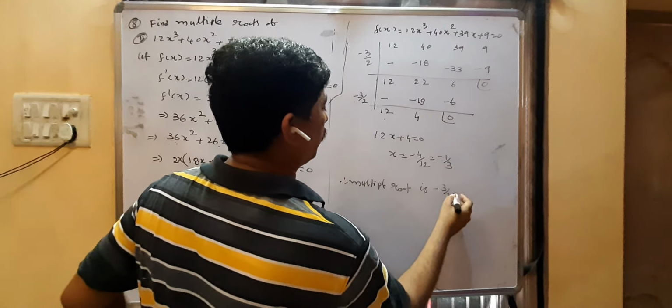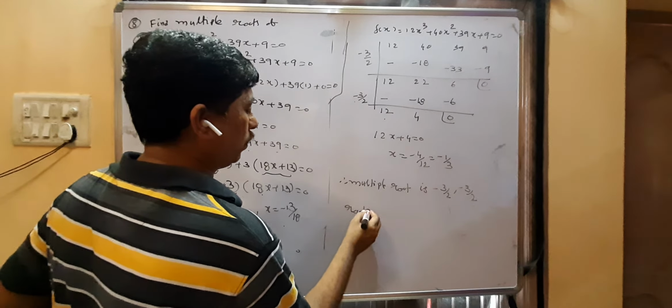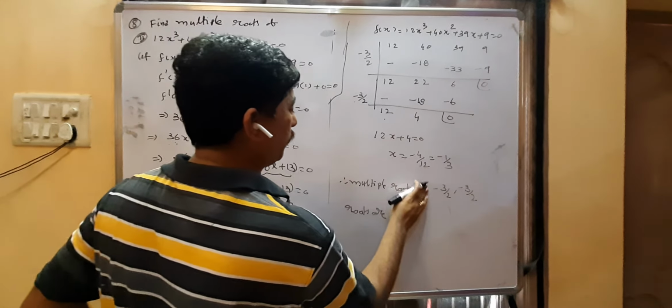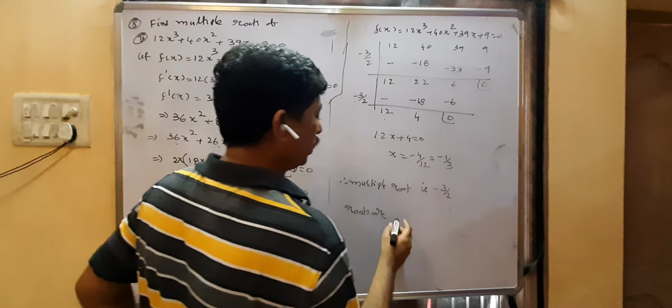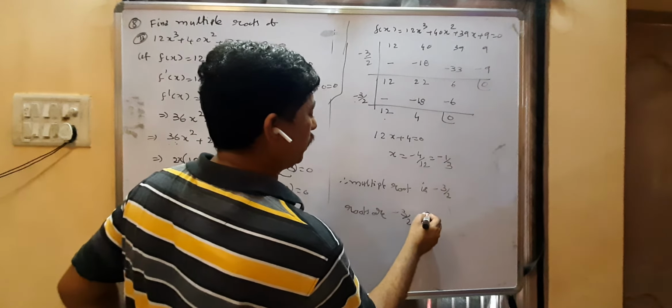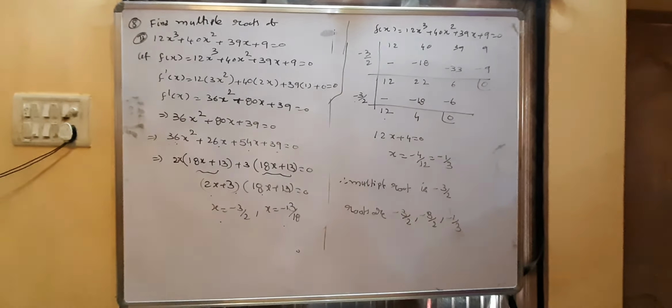Therefore the multiple root is minus 3 by 2. The roots are minus 3 by 2, minus 3 by 2, and so on. Copy the problem.